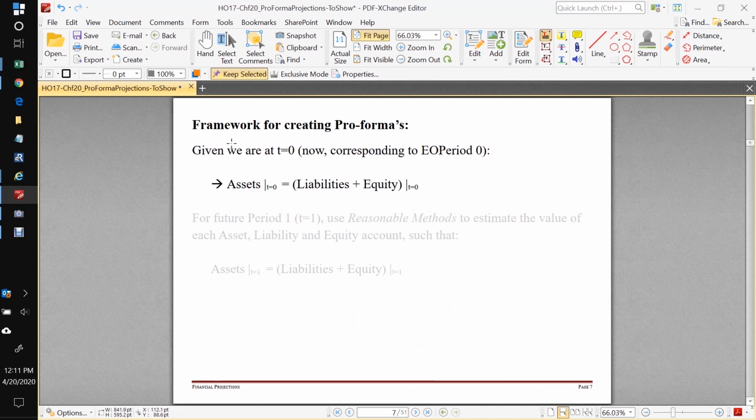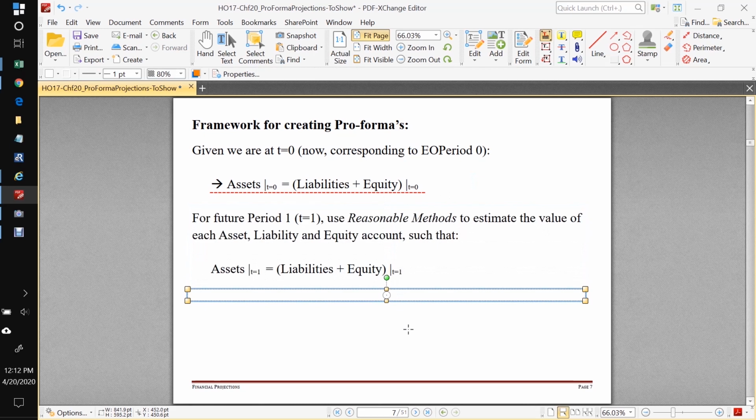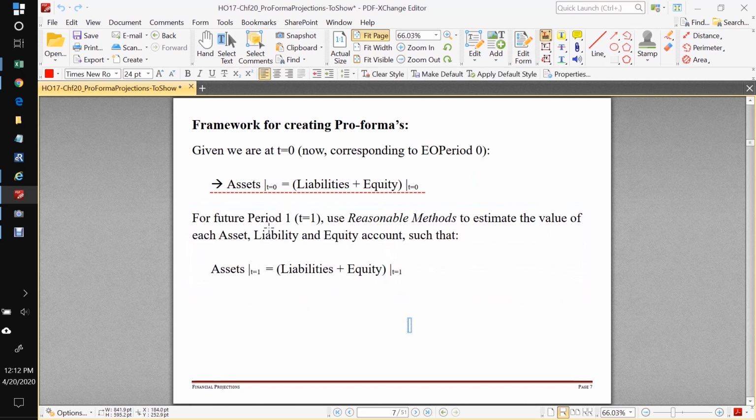So with that in our pocket, what's our framework for creating pro forma? So as usual, let's say we're at t equals 0, right? And that'll correspond to the end of period 0. And at this time, under all circumstances, assets equals liabilities plus equity. We'll say that that's true for now. And then what we want to do is project the financial statements forward by one period to t equals 1. That could be end of year 1 in the future, end of month 1 if we're doing monthly projections.